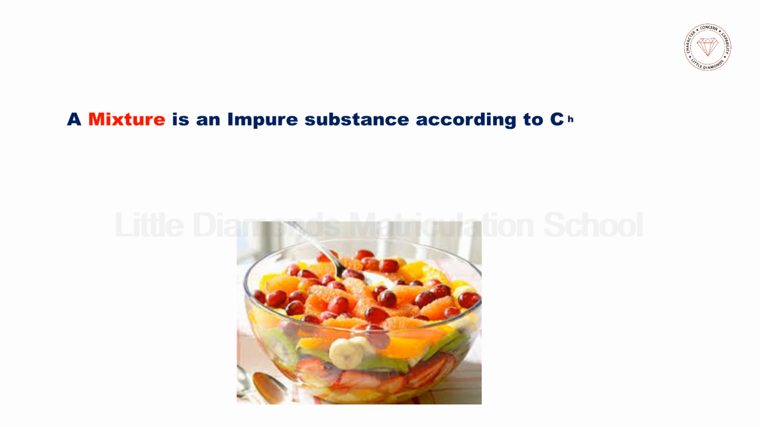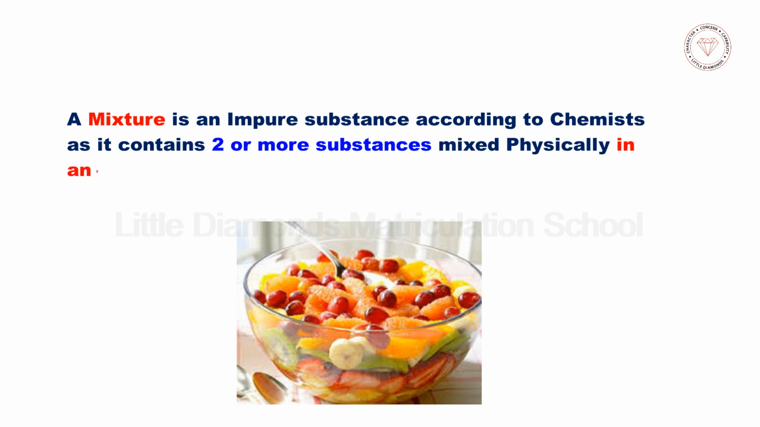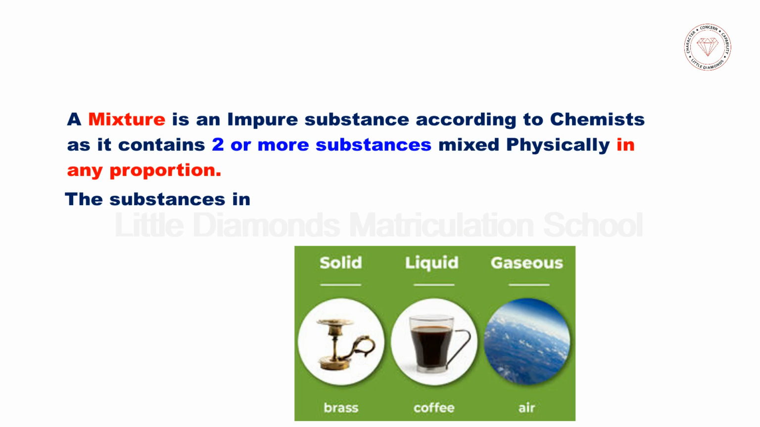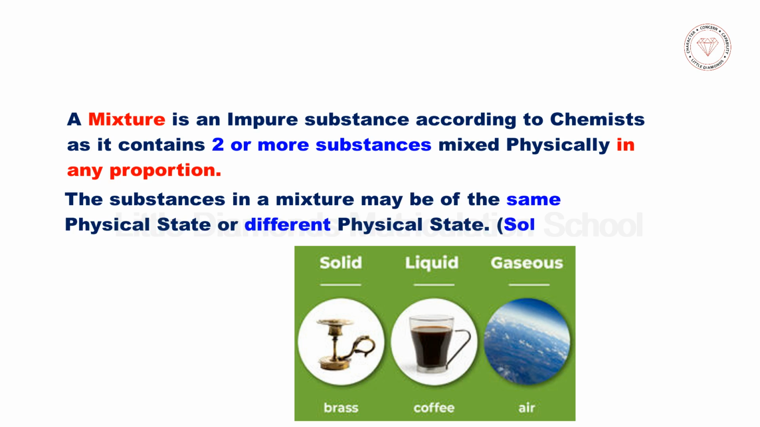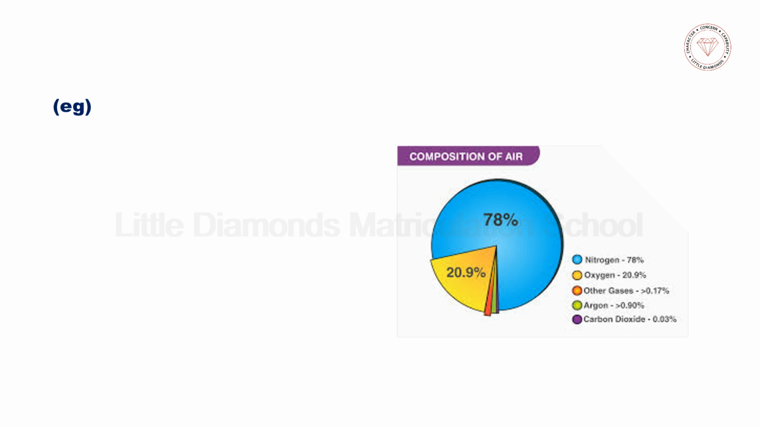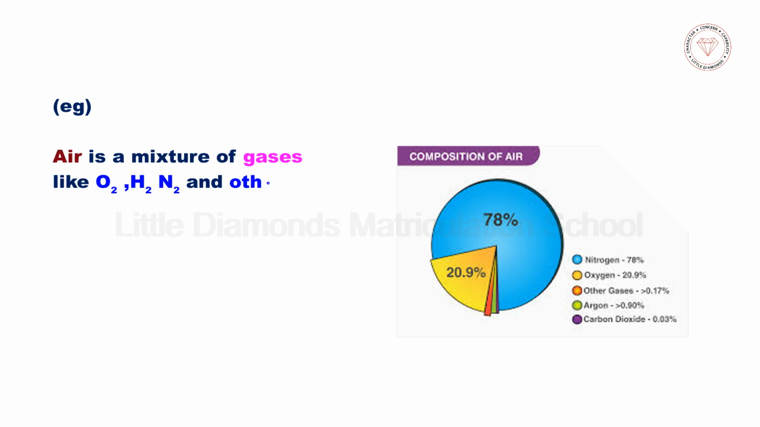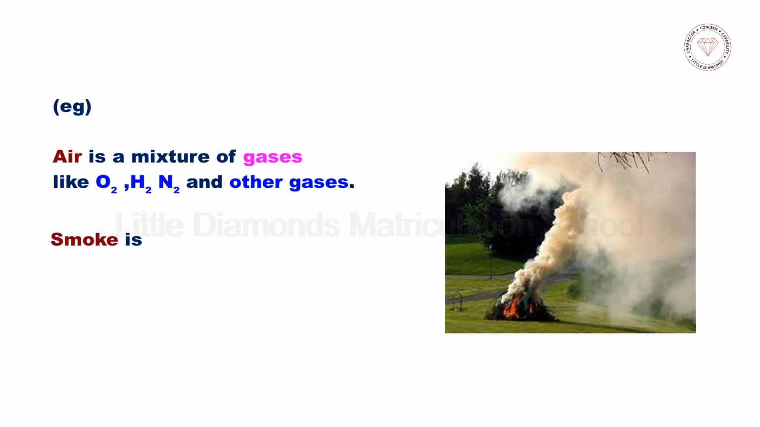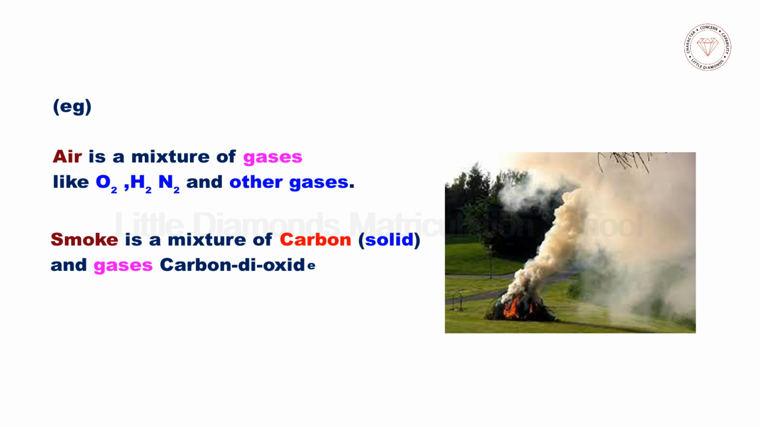A mixture is an impure substance, according to chemists, as it contains two or more substances mixed physically in any proportion. The substances in a mixture may be of the same physical state or different physical states. Example, air is a mixture of different gases like oxygen, hydrogen, nitrogen, and other gases. Smoke is a mixture of carbon particles, a solid, and carbon dioxide and carbon monoxide gases.